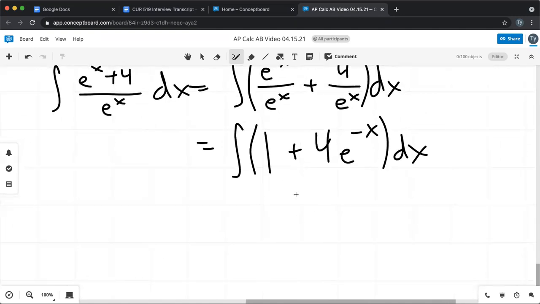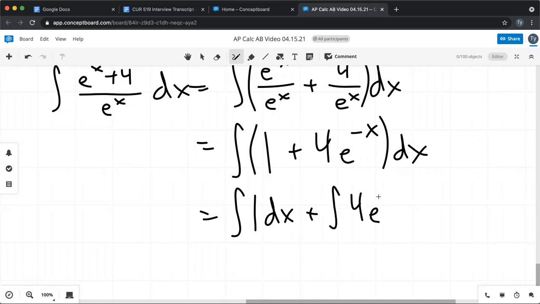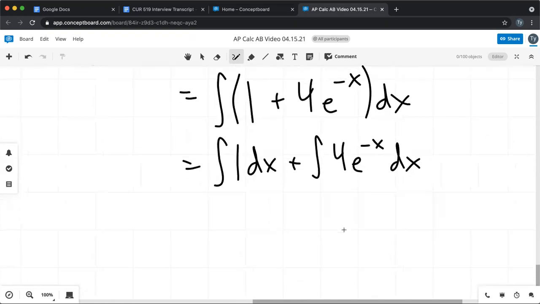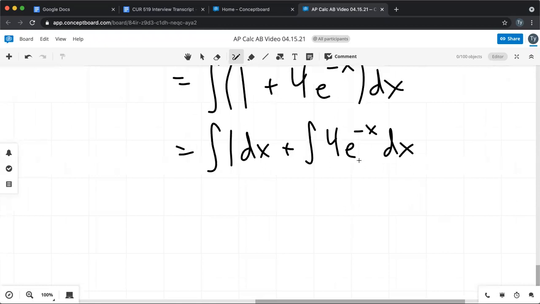Okay, and again, here I'm going to suggest that we separate this integral into two separate integrals. So instead of the integral of 1 plus 4 times e to the negative x dx, let's write this as the integral of 1 dx plus the integral of 4 e to the negative x dx. Again, this is what we did in the first example, just separating the integral. Okay. Let's look at this term here. I don't know what the antiderivative of e to the negative x is.